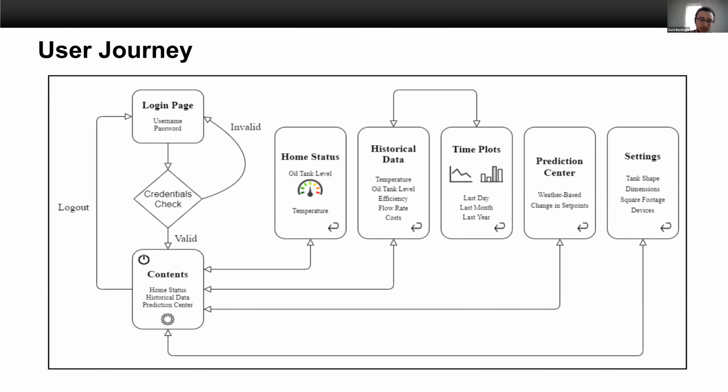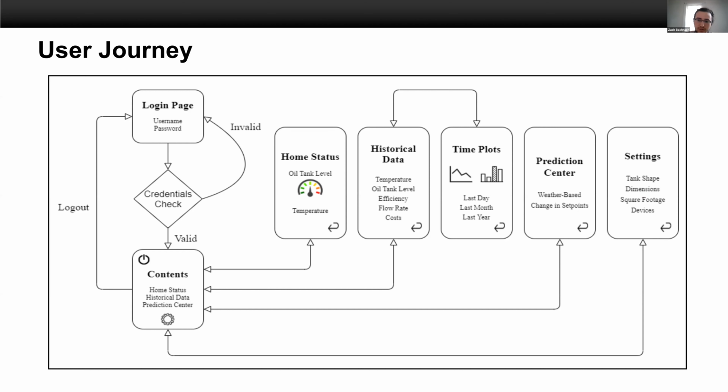This is a pretty good graphic to demonstrate the user journey. This is what happens when you actually open up the application on your phone. You log in, and it checks your credentials. If it's invalid, it sends you back. Otherwise, you can check out all these different pages: home status, historical data, time plots, prediction center, and then of course settings.